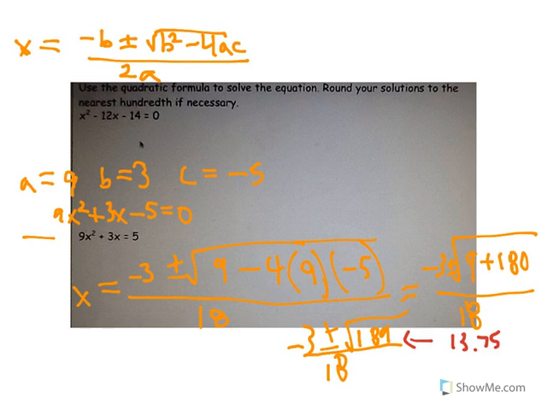So let's see. That value, the square root of 189, is actually 13.75. So it's going to be negative 3 plus or minus 13.75, all over 18. And then you just do the math.